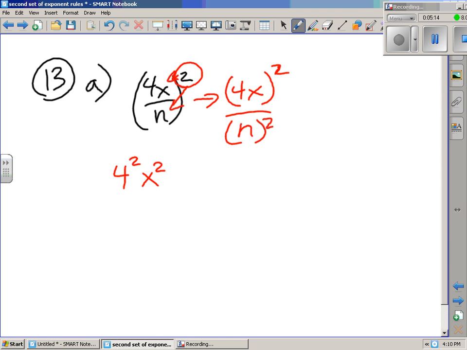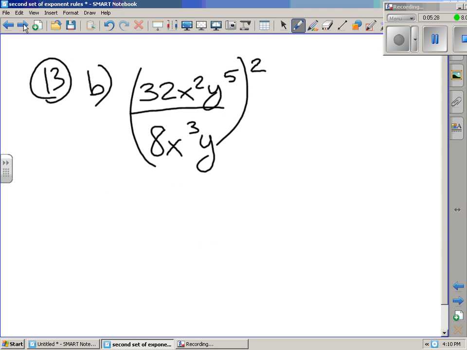So you have to do a final step and take the 2 to the 4 and to the x. In the denominator, we have n squared. 4 squared equals 16, and we get 16x squared over n squared.